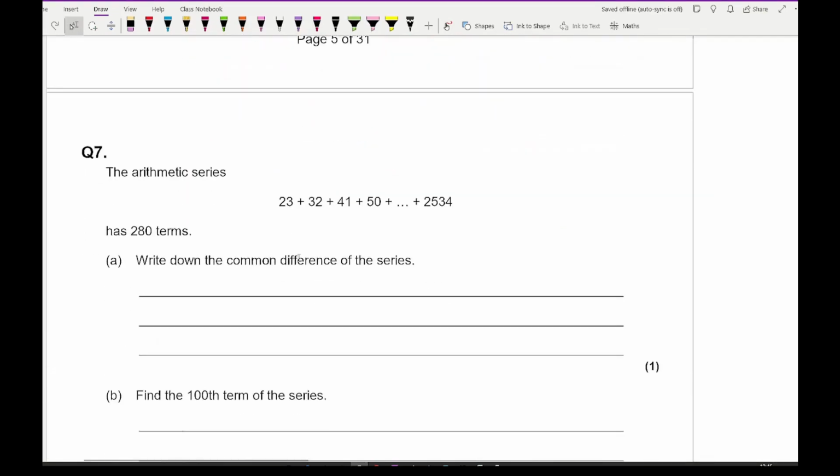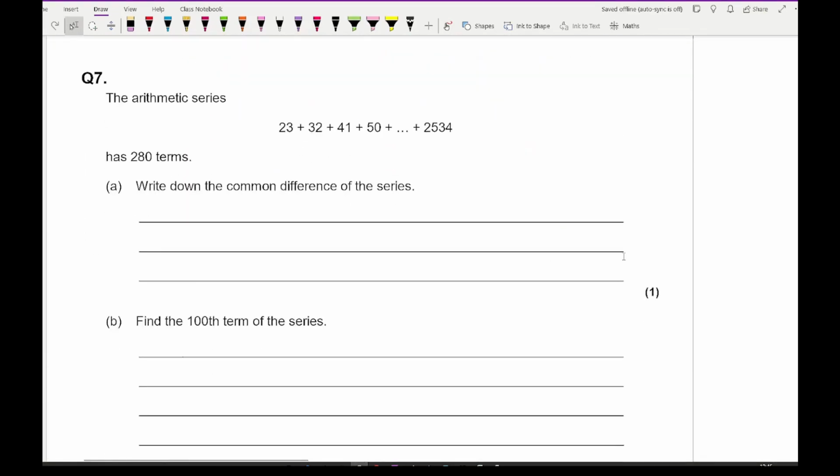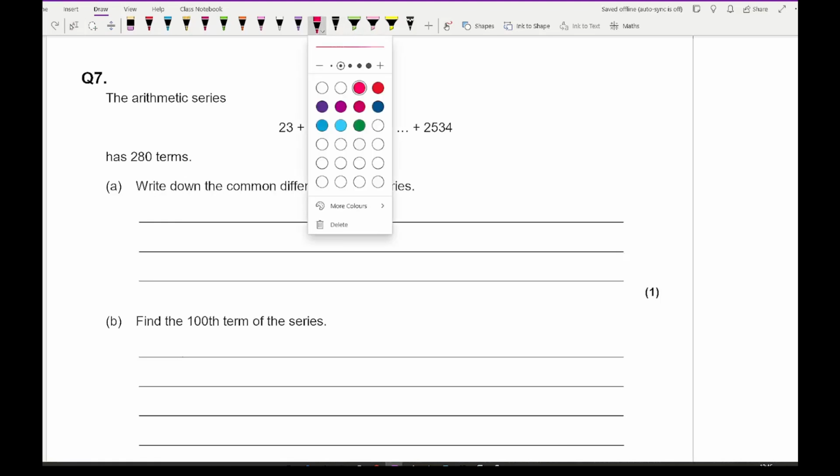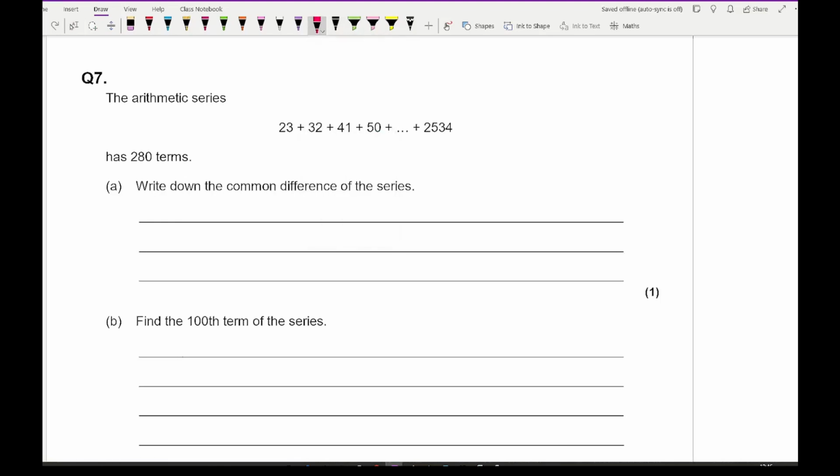Now moving on to question 7, it says that an arithmetic series 23 plus 32 plus 41 plus 50 plus, and then it goes to 2,534, has 280 terms. Write down the common difference of the series. So for this, as it's an arithmetic series, all we need to do is take away two consecutive terms. So if we find the difference, we notice that the common difference here is going to be plus 9.